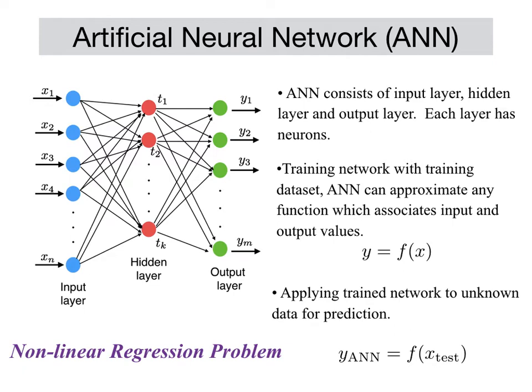The purpose of the ANN is to construct an approximate function between input data and output data. For this purpose, we prepare training data and train the architecture of the neural network with training data sets. Once we train the neural network, then we can apply the trained neural network to unknown data for prediction.